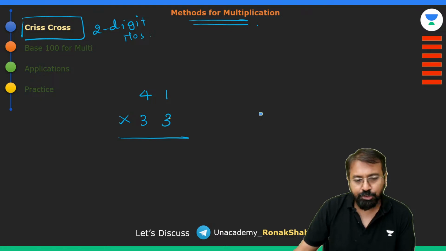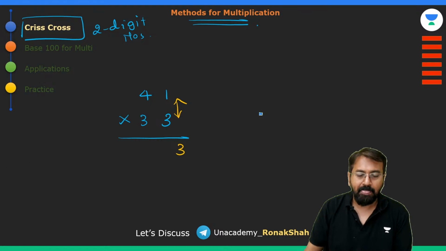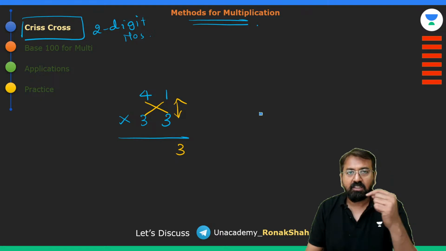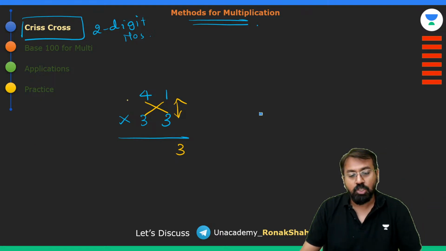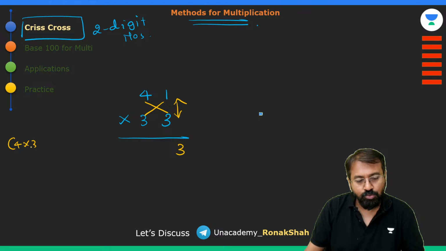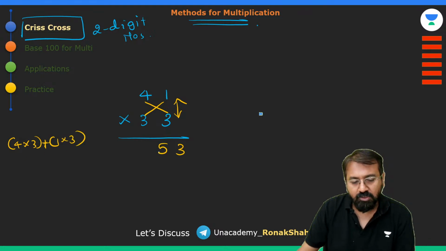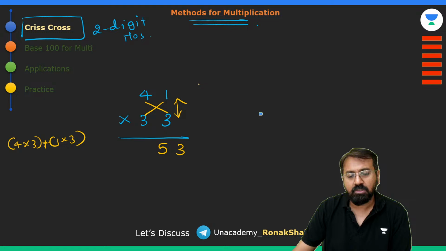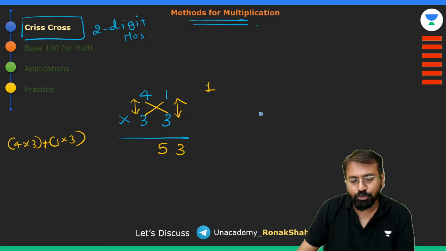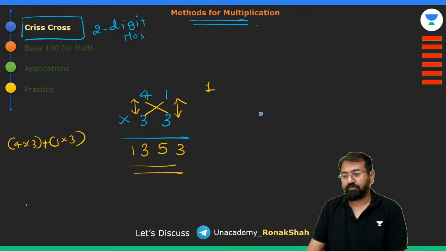First you need to multiply the rightmost 2 digits. So 1 into 3 is what, guys? It's 3. Now we need to do crisscross, meaning you multiply 4 with 3 and 3 with 1, and then add them. So what is 4 into 3? It's 12 plus 1 into 3, which is 3. So 12 plus 3 is 15. Keep 5 over here. 1 will be your carry. And then multiply the leftmost 2 digits. 4 3s are 12 plus 1, 13. So it's going to be 1353.